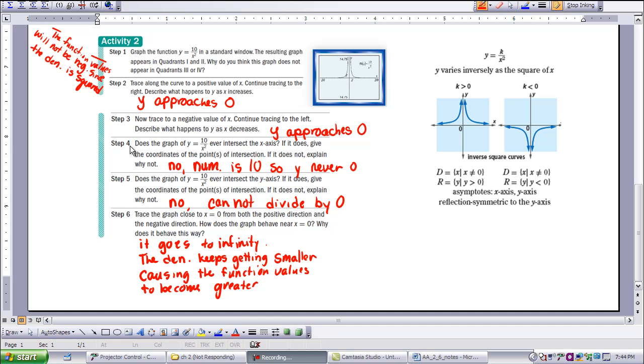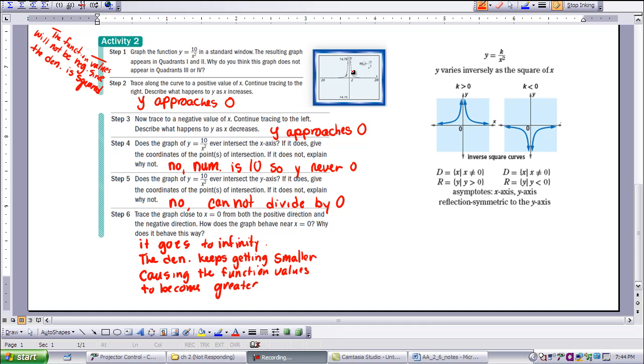Let's look at number 4 here. Does the graph of y equals 10 over x squared ever intersect the x-axis? If it does, give the coordinates of the points of intersection. If it does not, explain why or why not. It's the same as above. If we have a numerator of 10, whatever we put down here will never equal 0. So if y is never 0, it's never going to cross the x-axis. And in the second part, if we can never put 0 in place of x, we are never going to cross the y-axis because we can't divide by 0.